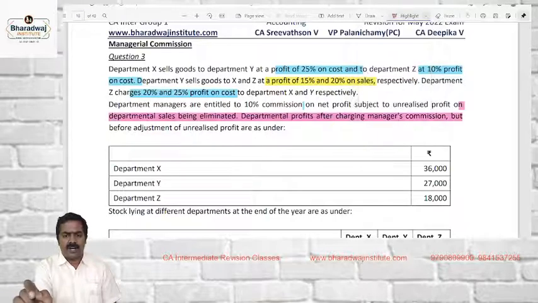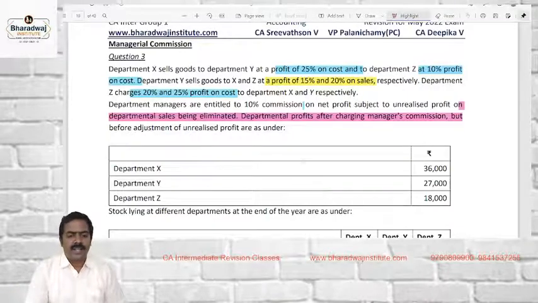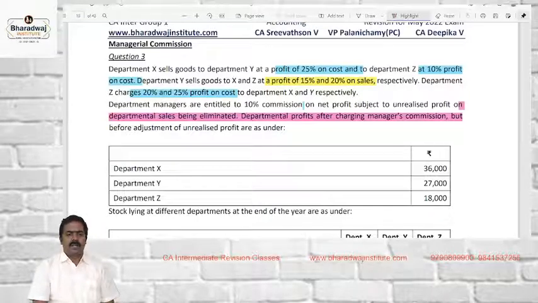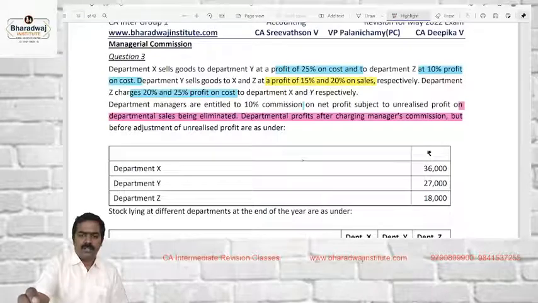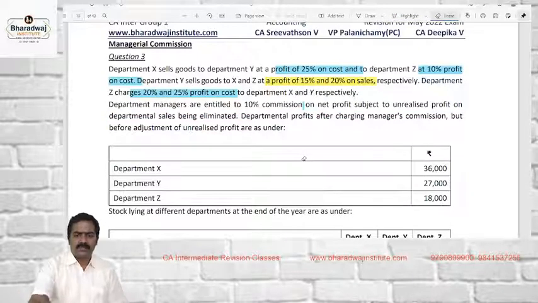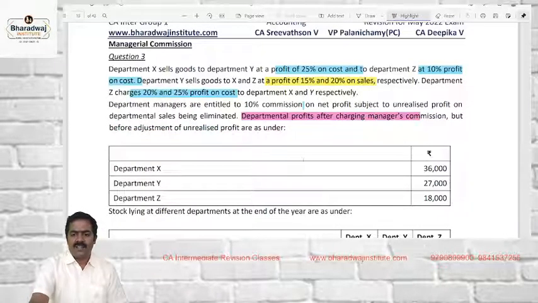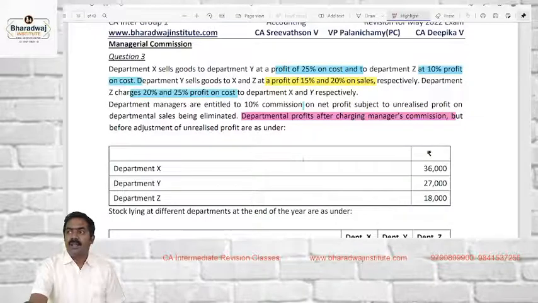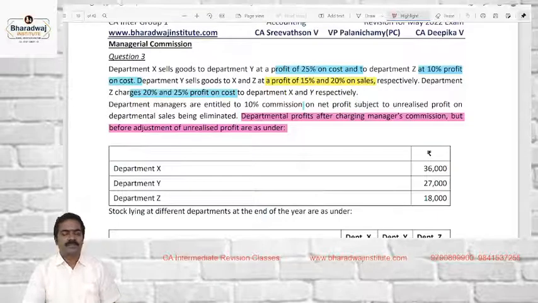Departmental managers are entitled to a commission of how much? 10% of net profit, subject to unrealized profit on the departmental sales eliminated. Look at the next one. Departmental profits are given. What is departmental profits given? After charging managers' commission, but before the unrealized profit. What is the error they made?